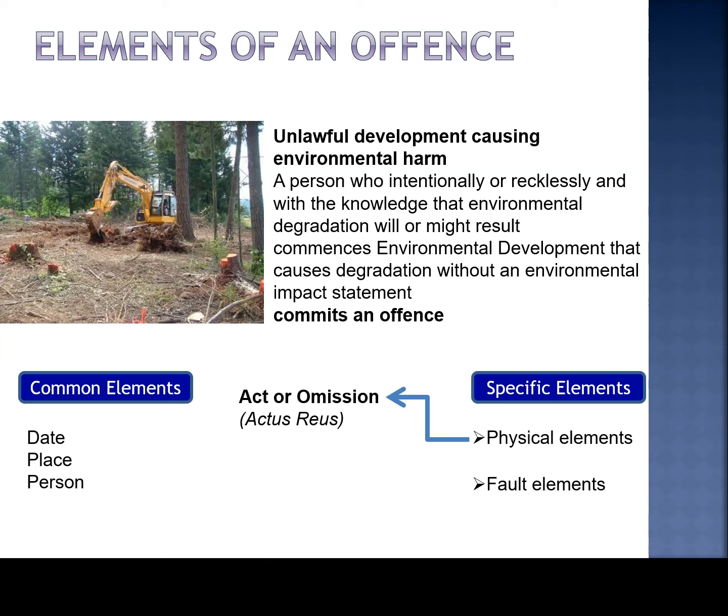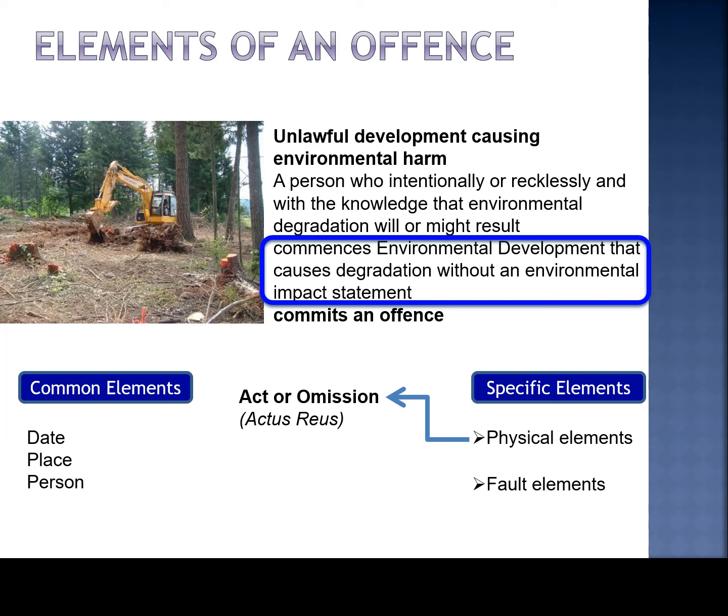The three separate elements of acts or omissions are, first of all, that environmental development was commenced. If we can't prove that environmental development commenced, then we can't prove this offence. The second physical element that we need to prove is that the environmental development caused degradation. And the third physical element that we need to prove is that the environmental development was commenced without an environmental impact statement. So there are three physical elements we need to prove.